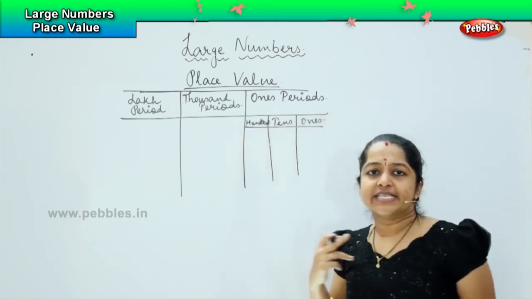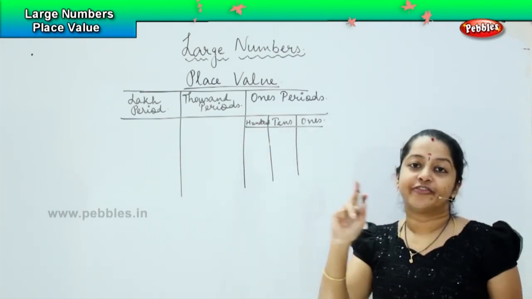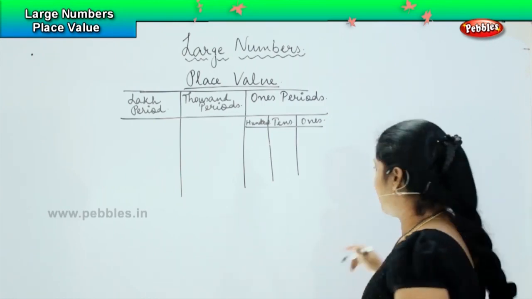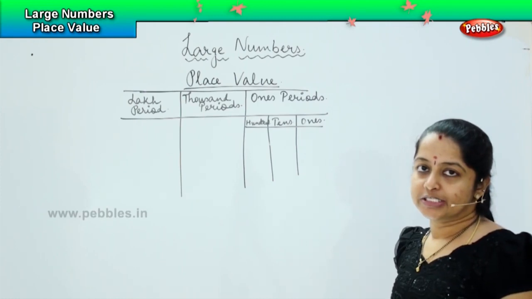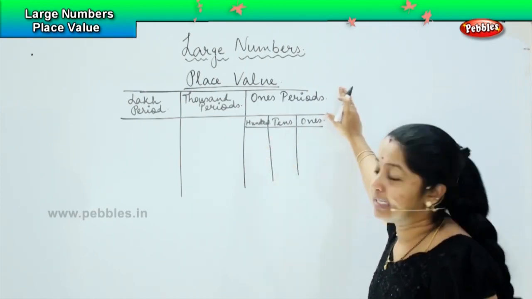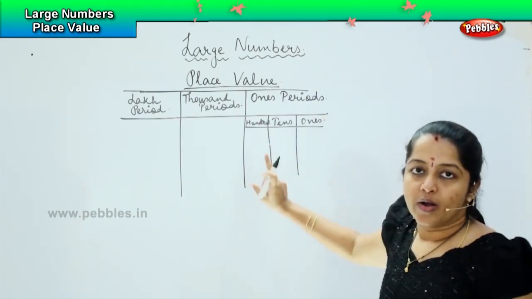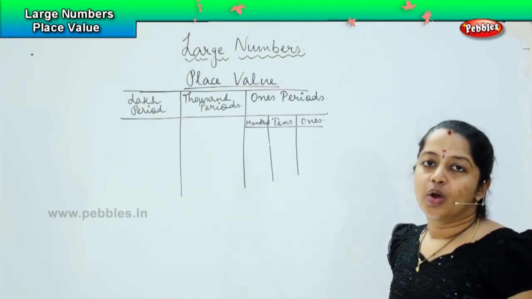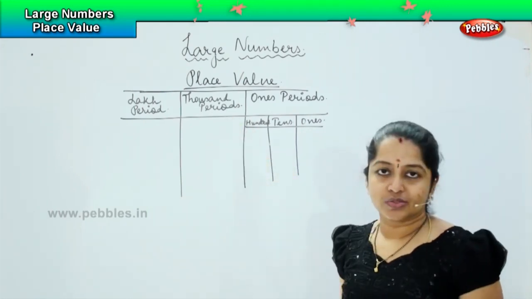So you will always have in mind why I always put a comma starting from your right hand side. Why do I always put a comma after three digits, right? The reason is that ones, tens, and hundreds are categorized in the ones period. So once these three digits are over, we put a comma to show a separation that the next digits belong to the thousands period.